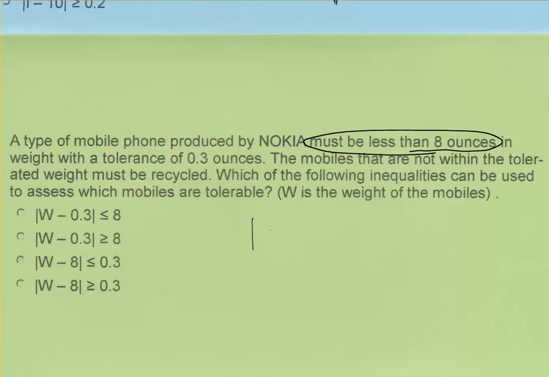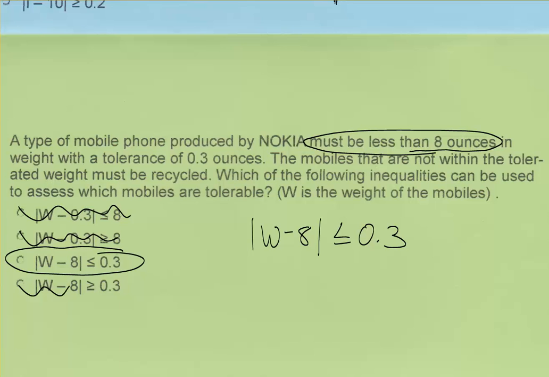So that means absolute value of W minus 8. So we know we can automatically take off the top ones. And then the tolerance has to be less than or equal to 0.3. So we know that it is this one. And that one's not it.